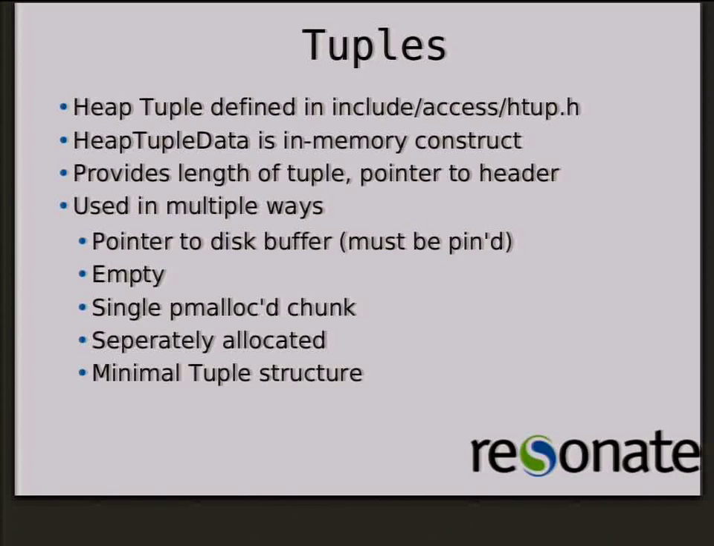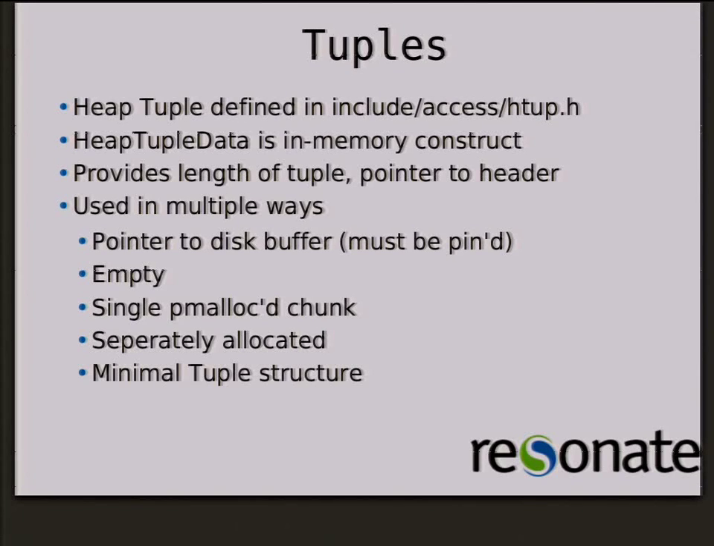Wow. All right, tuples. Tuples are even more fun. So the heap tuple is defined in include access, htup.h. The include directory doesn't exactly follow the src backend directory structure, but in some cases it does, and this is one of those cases. The access methods for heap, which involve heap tuples, correlate directly to src backend access, where all the methods are defined for it.